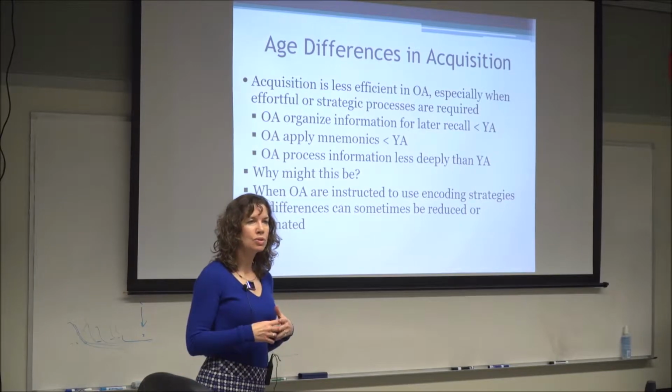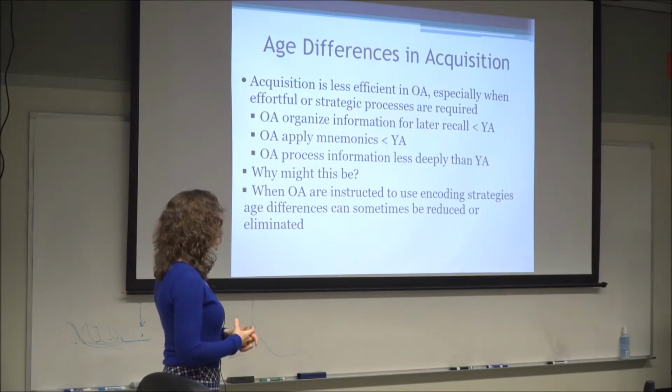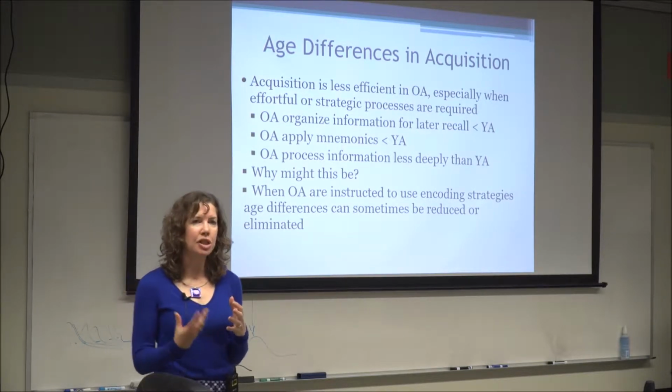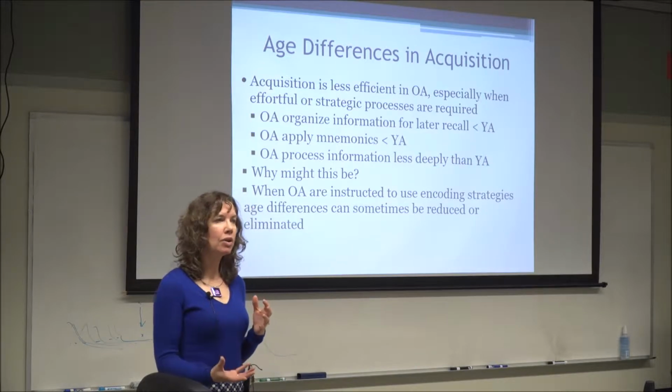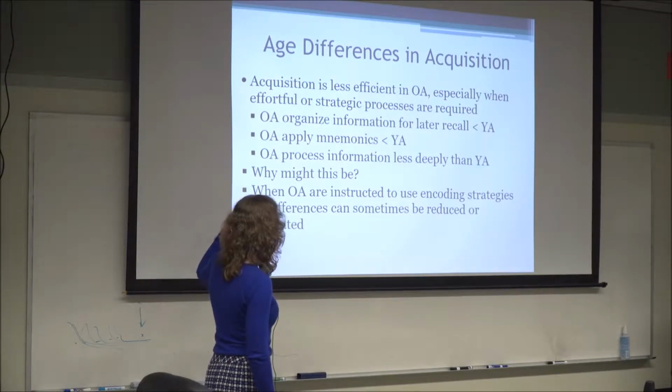Okay, good. All right, so one of the things that we see with those types of word lists is that older adults usually perform less efficiently than younger adults. And some of the reasons for this is that they don't apply as many effortful or strategic processes as younger adults do when they're learning these word lists. So we saw examples of all of these.